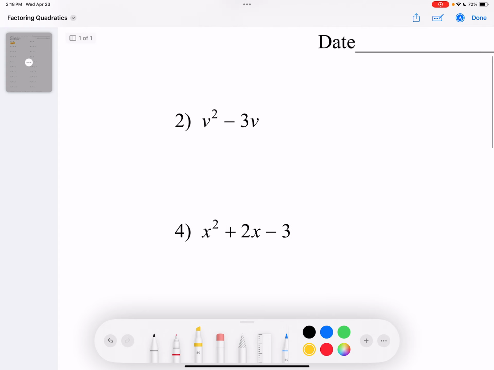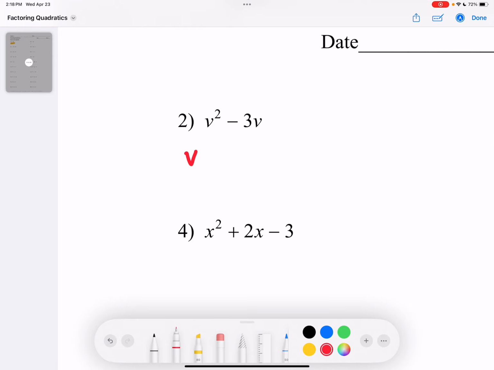On number 2, it's very similar. So we've got v to the second and 3v. So our GCF is v. When we factor that out, we're left with v minus 3, and that's it.